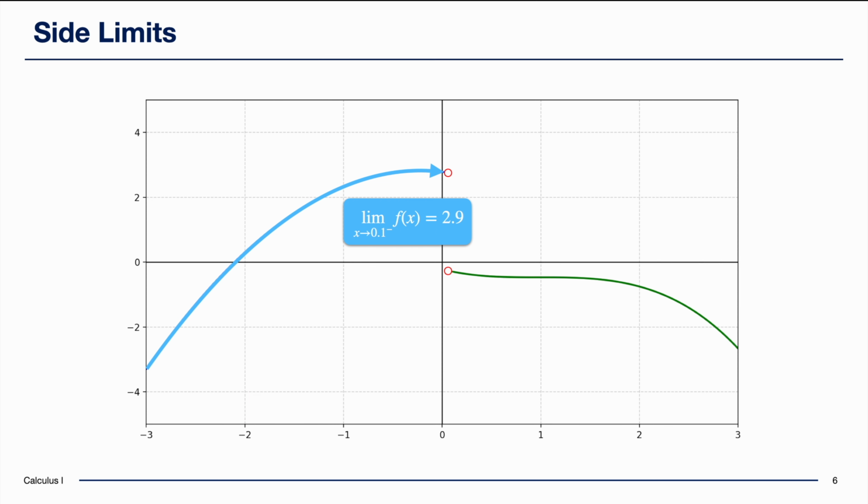We can also see that as x approaches 0.1 from the right, f of x approaches negative 0.2. So we say the limit of f of x as x approaches 0.1 from the right is equal to negative 0.2.